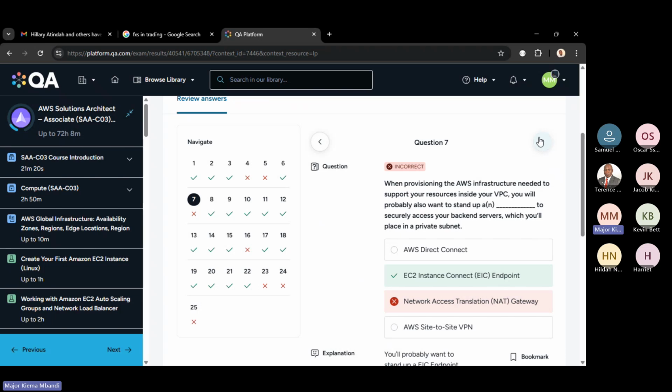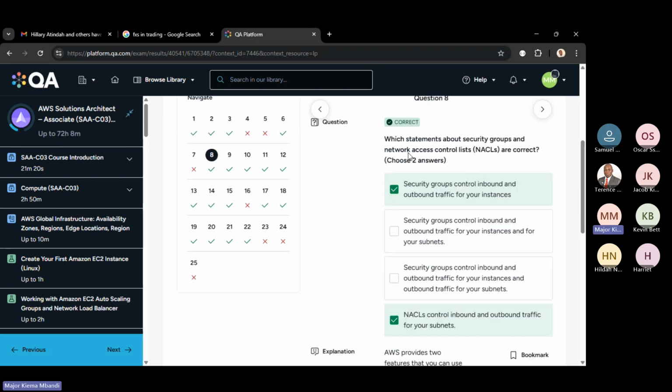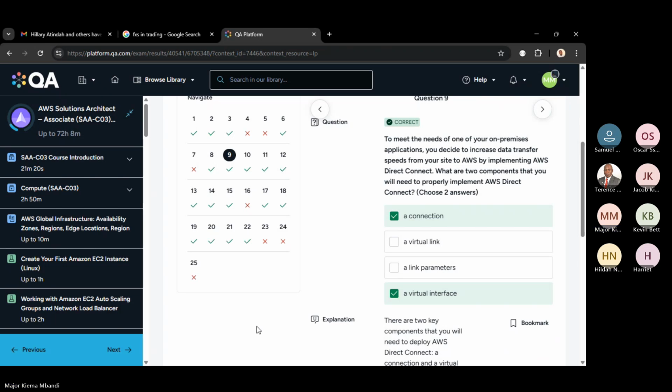So we move on. This one you got right. I can read it briefly. Which statement about security groups and NACLs is correct? Security groups control inbound and outbound traffic at the instance level, and NACLs control inbound and outbound traffic at the subnet level. Security groups can only allow, while NACLs can allow and deny. Let's move to the next one.